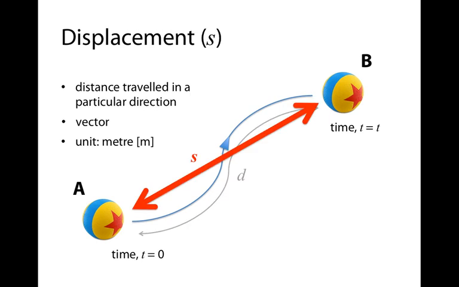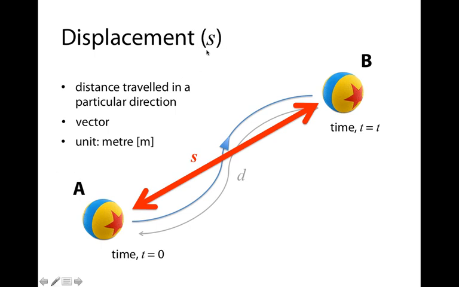Displacement is a bit like distance, but it's a vector quantity. It's the distance travelled in a particular direction in a straight line. It's literally how you can get from A to B by the straightest line, probably the shortest time possible. It has a length and a direction, and like distance, the unit is the meter. The symbol, by the way, is s.